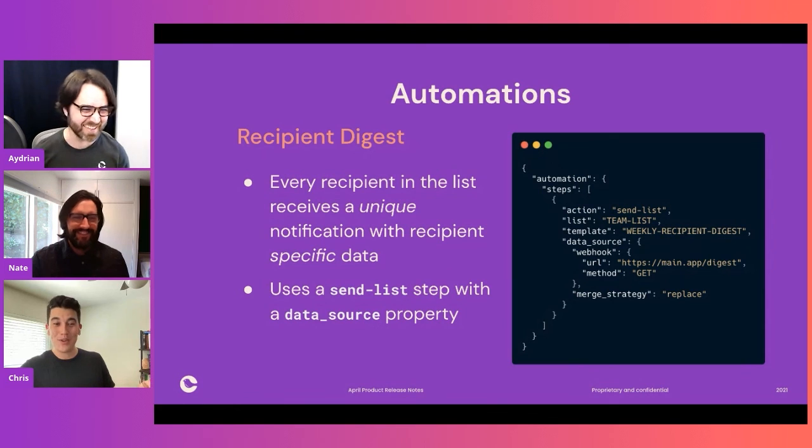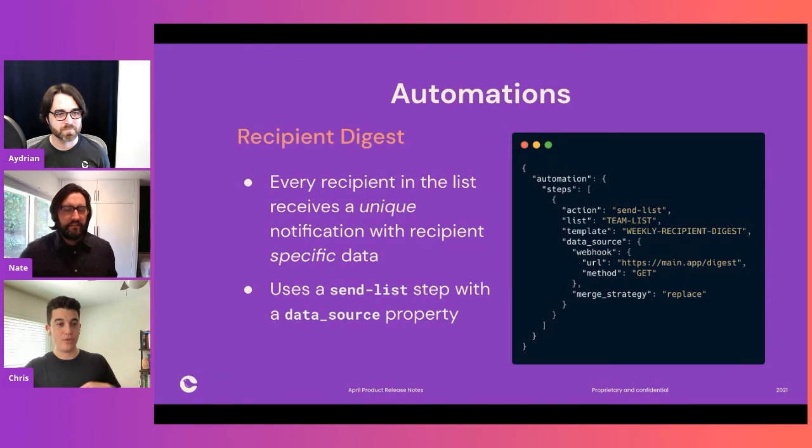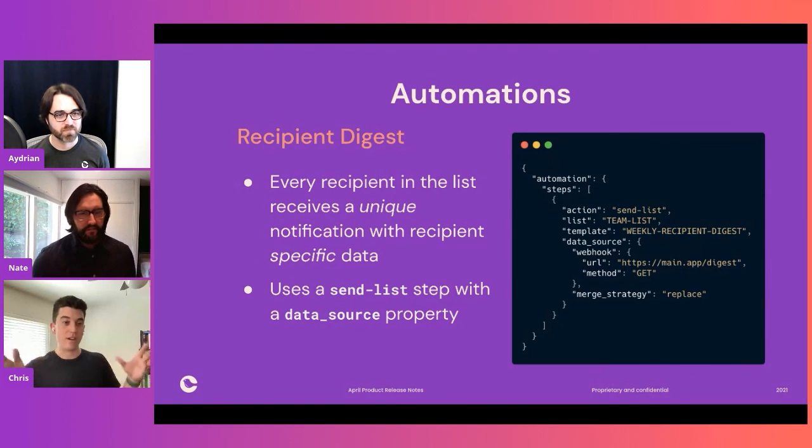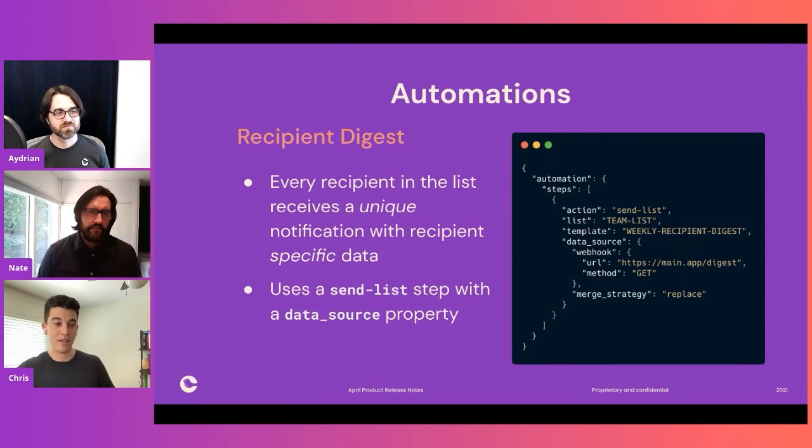So I guess you just define one send list step, right? And then in the body of the automation property, you would define the generic team data. And then in the send list step, provide that specific URL. And then as long as your notification template is set up to handle both of those, yeah, that would work.